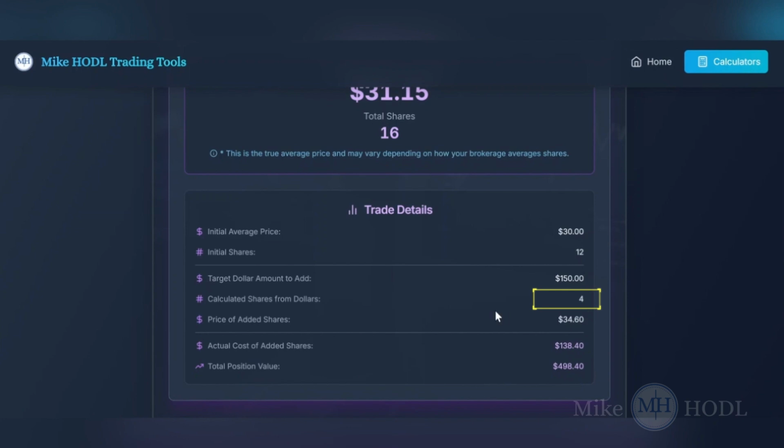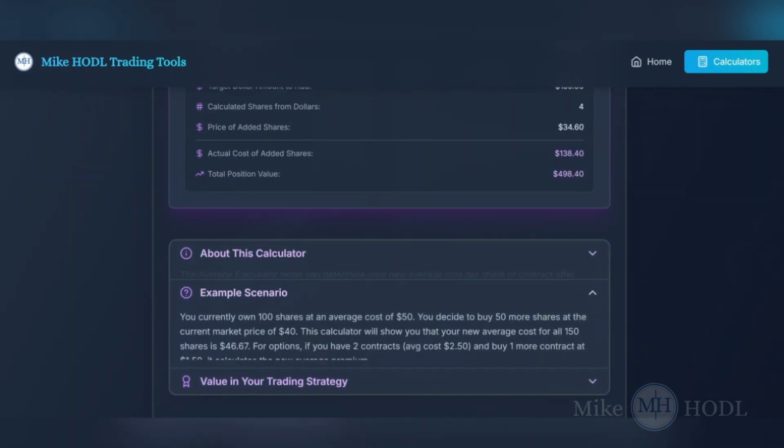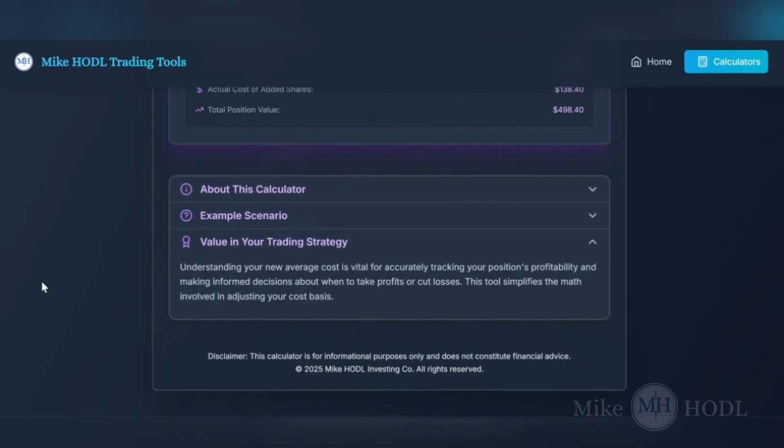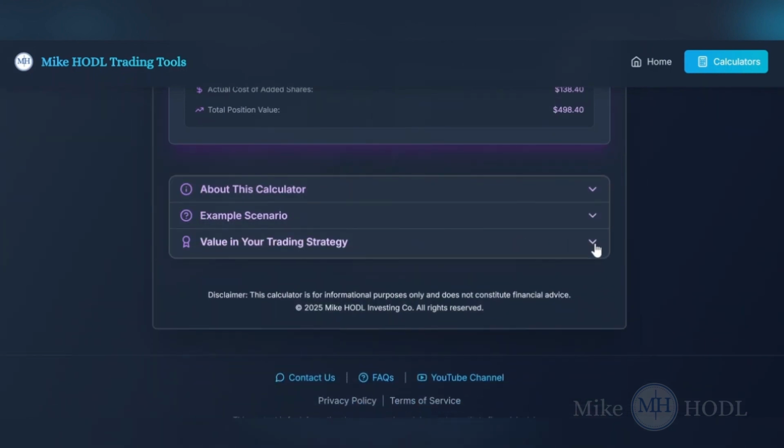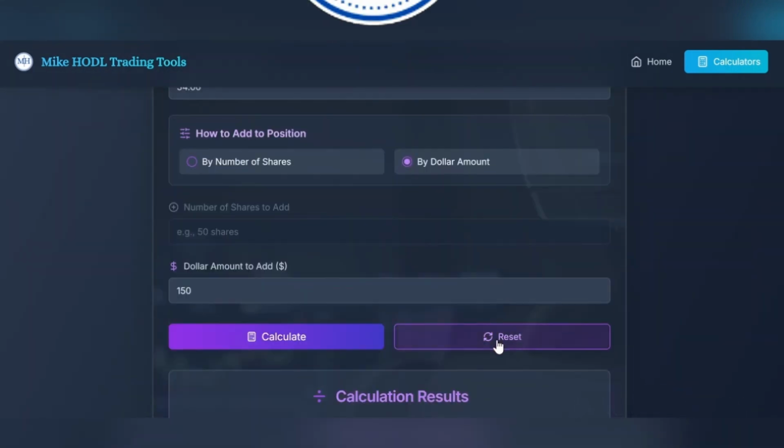At the bottom here, we have About This Calculator, Example Scenario, and Value in Your Trading Strategy. Take the time to read over those and get familiar with the calculator. And that sums it up for the Mike HODL Average Cost Calculator.